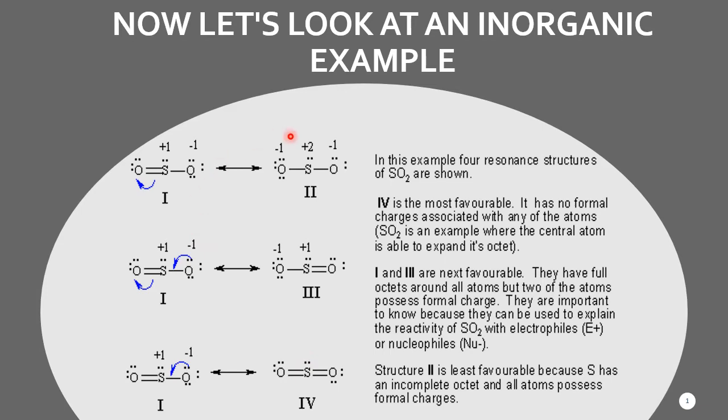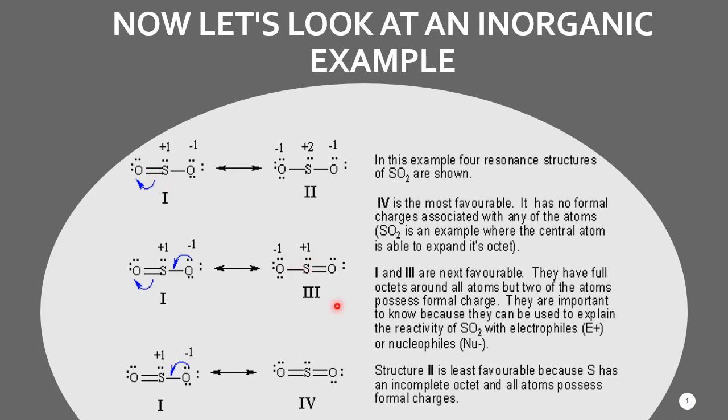Out of 3, which is next stable, 1 and 3 are next favorable, but not the 2, okay. Why? Because they have full octet around all atoms. If you see the number of electrons here, you will come to know all having 8, okay, and formal charge is not that much. Out of 3, only 2 are having formal charge, here and here.